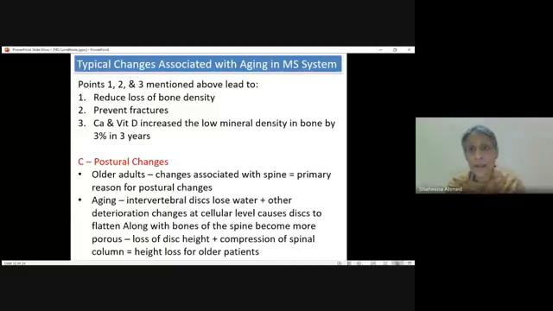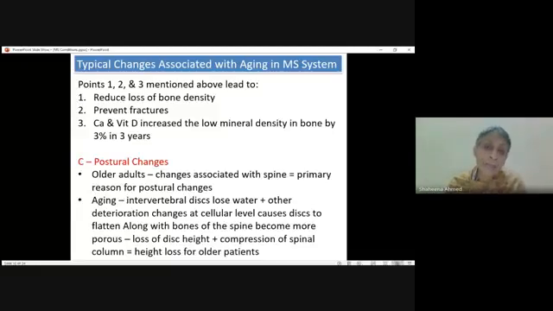The pathological fractures which might have occurred due to the decrease in bone density because of osteoporosis, those can be prevented. And as you take in calcium and vitamin D, it has been seen that it increases the bone density by 3% in 3 years. This varies from person to person. This is an average calculation.